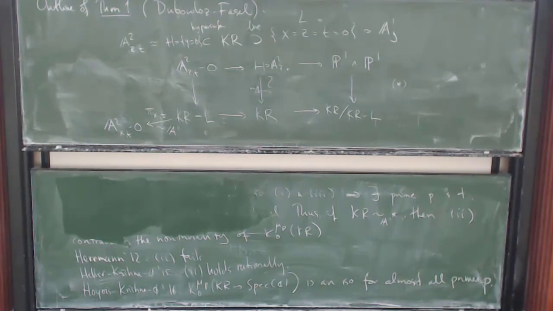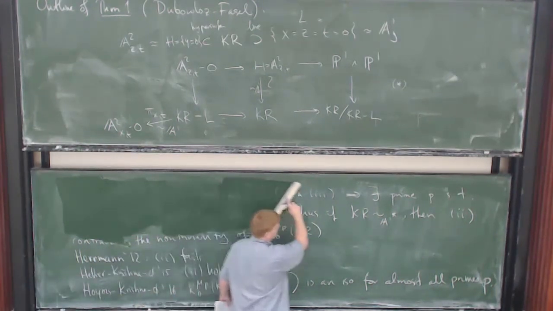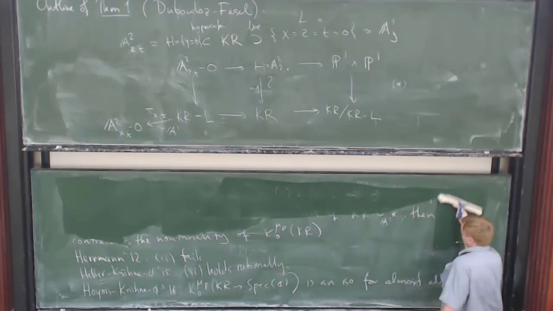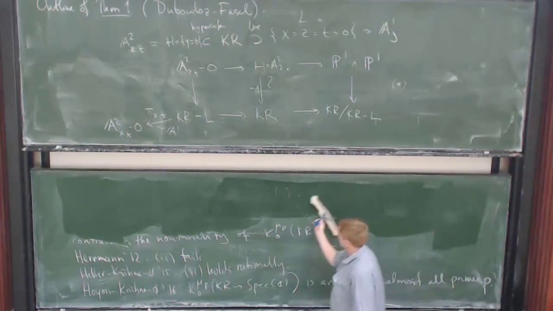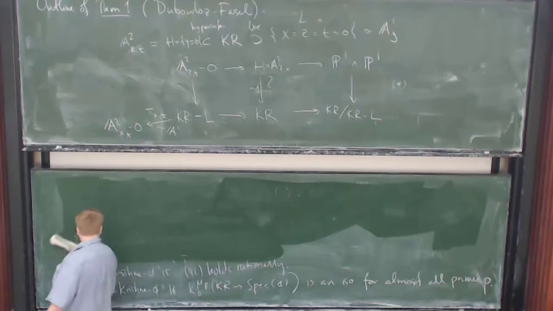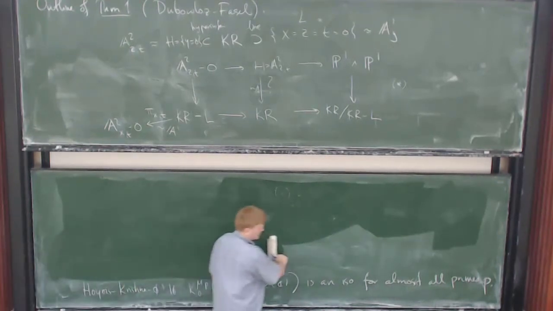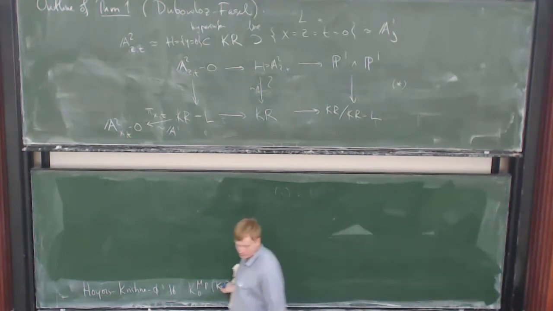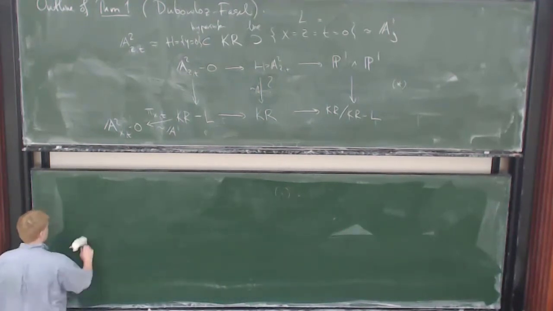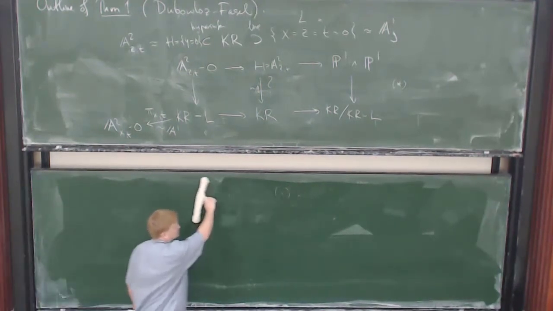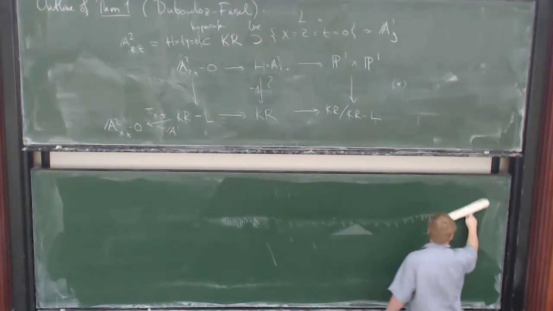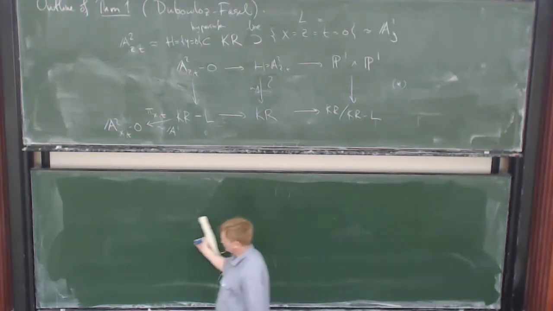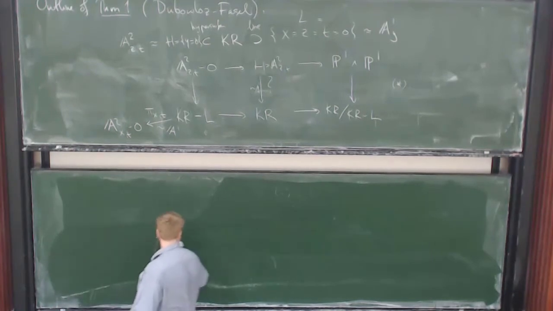To see that the map on the right-hand side is an A1 weak equivalence, this is an explicit calculation with the equations for KR and an application of the purity theorem. So let's just note that.